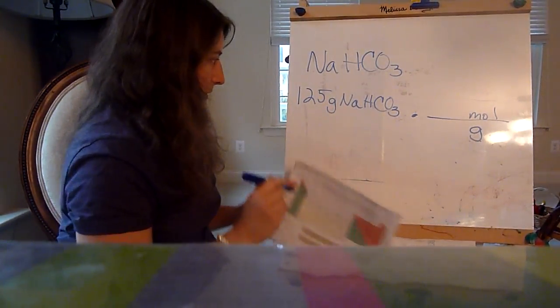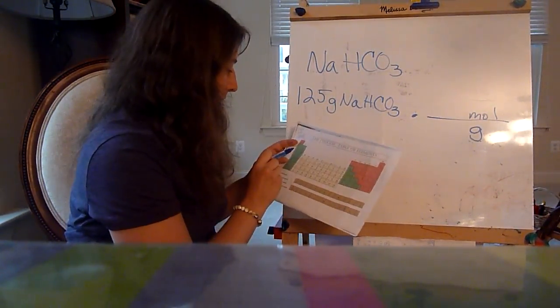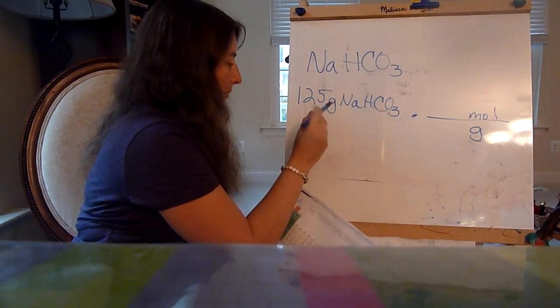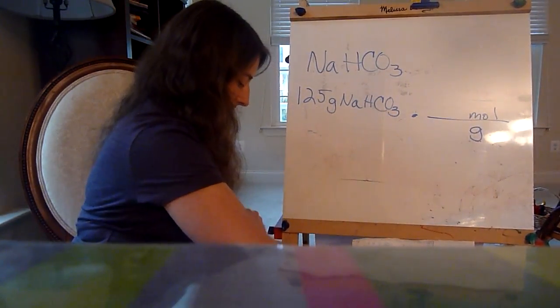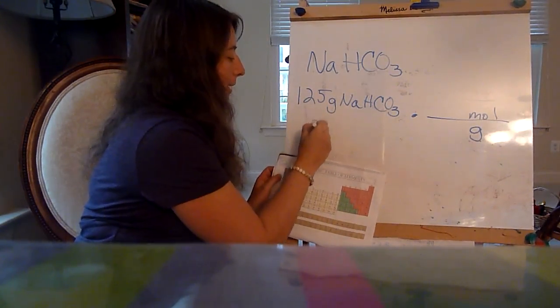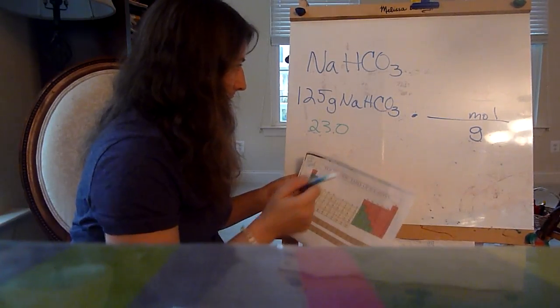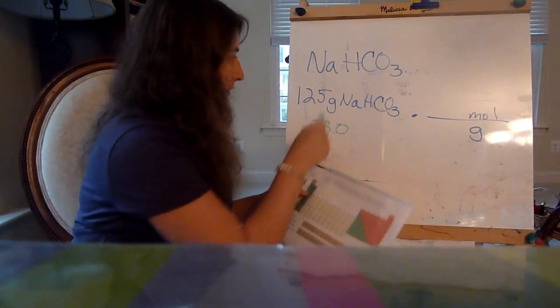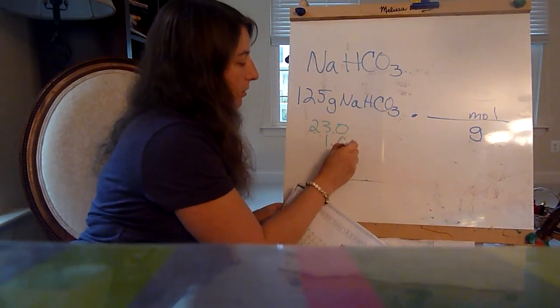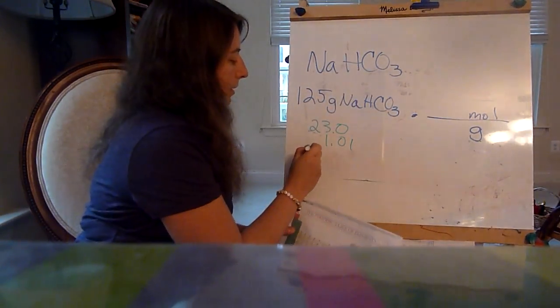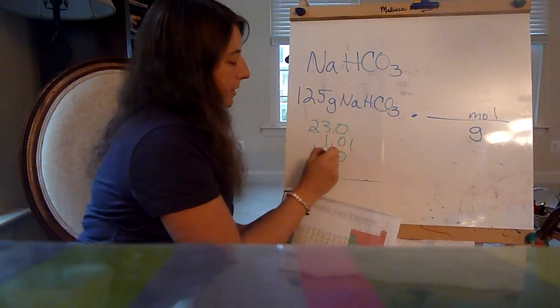I look first at sodium. The molar mass of sodium is 23.0 grams per mole. Hydrogen is 1.01 grams per mole. Carbon, look at the periodic table, 12.0 grams per mole.